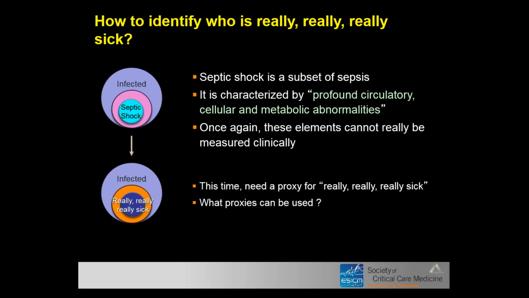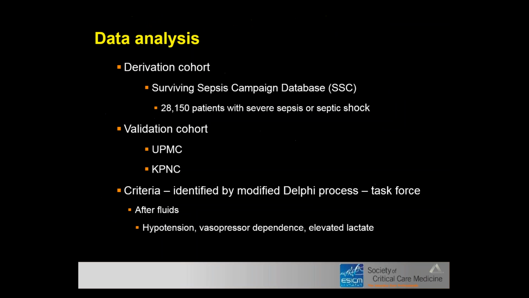To look at it using the diagrams we used before, if septic shock is a subset of sepsis characterized by profound circulatory, cellular, and metabolic abnormality, measures that cannot be readily identified clinically, the proxy that can be used for really, really, really sick is hospital mortality. This was originally tested in a derivation cohort, this time derived from the Surviving Sepsis Campaign database. This consisted of a little over 28,000 patients who were entered into the database because they met previous criteria for severe sepsis or septic shock.